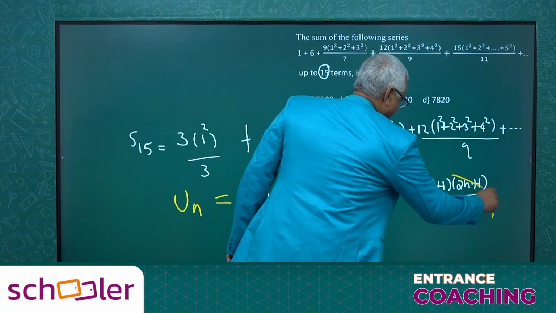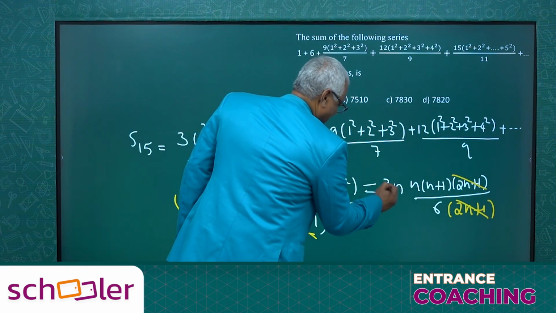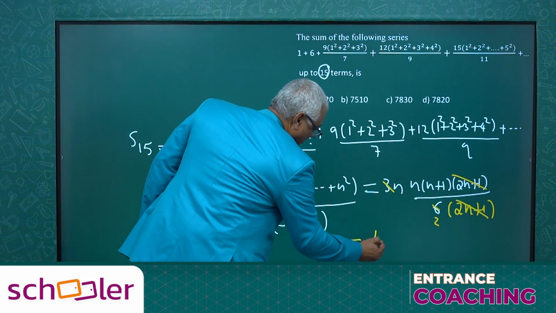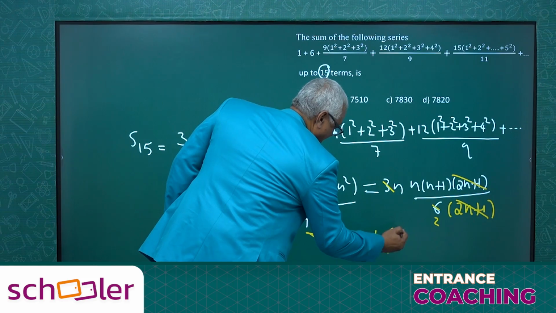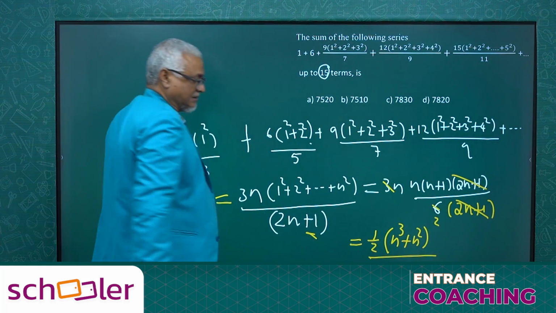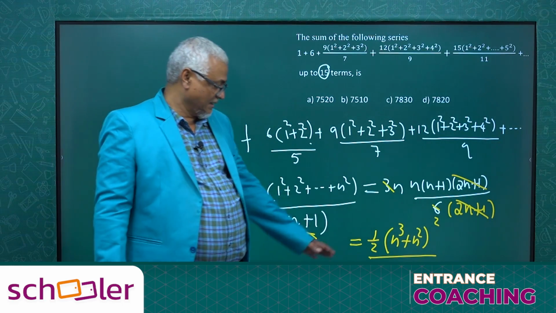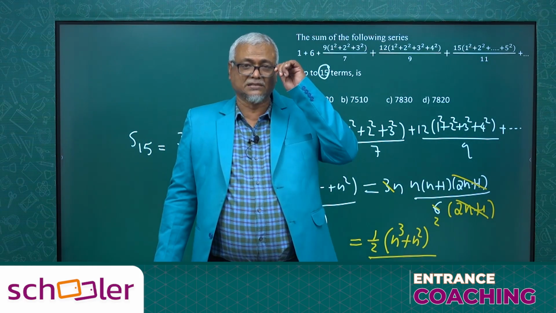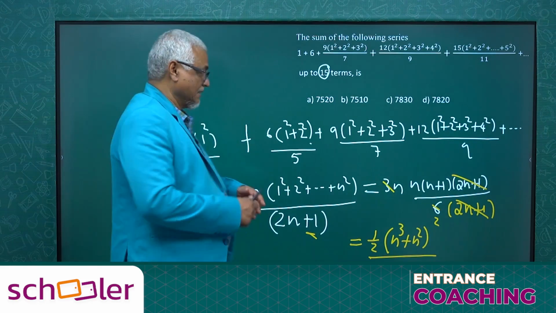And we are happy to cancel this. Okay? 3 by 6, 2 times. So we get 1 by 2 times n into n plus 1, which is n cube plus n square. That is un. What is it? 1 by 2 times n cube plus n square. Okay. Now find the sum.